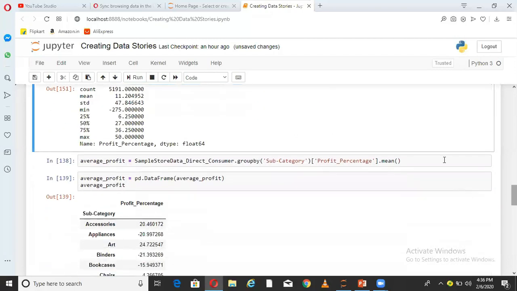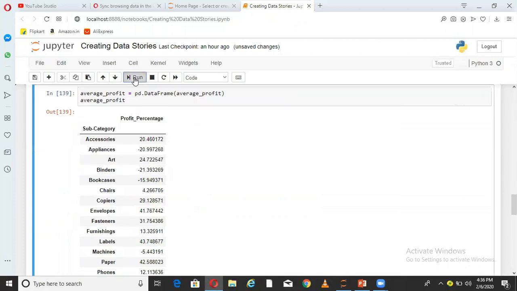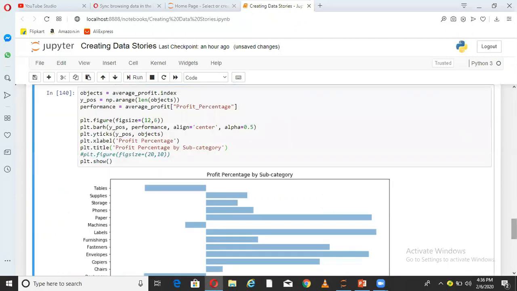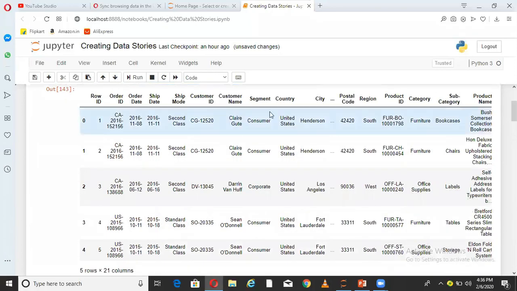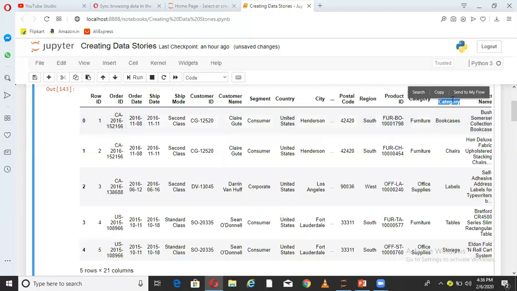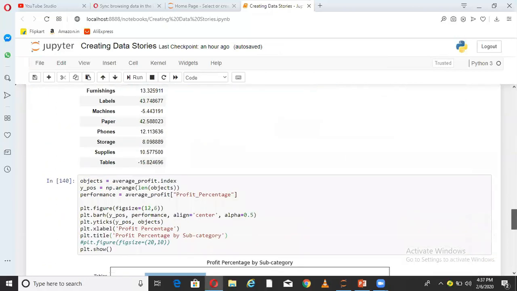I did a further analysis of this and I just took all the profit numbers in a data frame subcategory wise. Just to show you what is a subcategory, in this data you can see there is something called category and there is something called subcategory. I wanted to see which of these subcategories are giving more profit and which are giving less profit. That is what I have done through this chart.